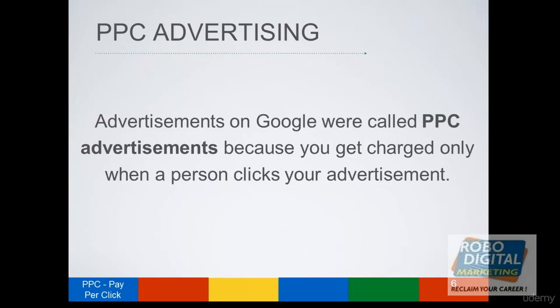Earlier, this was not the case. Earlier, when Yahoo was there, Yahoo generally charged for CPM, that is cost per 1,000 impressions. You were charged according to the impressions. If your ad is shown, you will be charged. But when Google came up, Google changed all the principles and gave a new principle, that is pay per click. You will be charged when somebody clicks on your ad. Otherwise, you will not be charged.